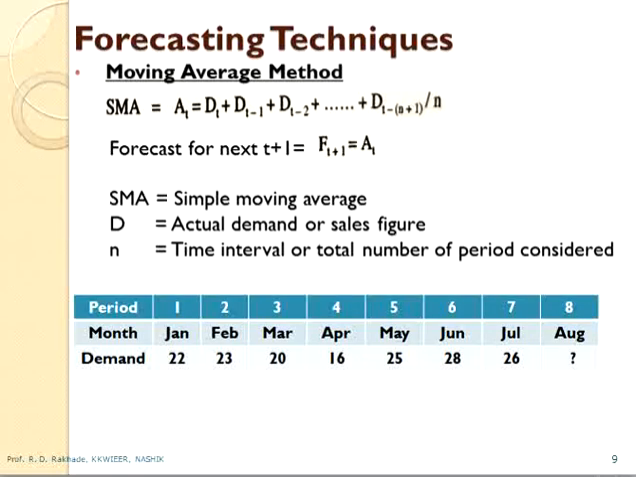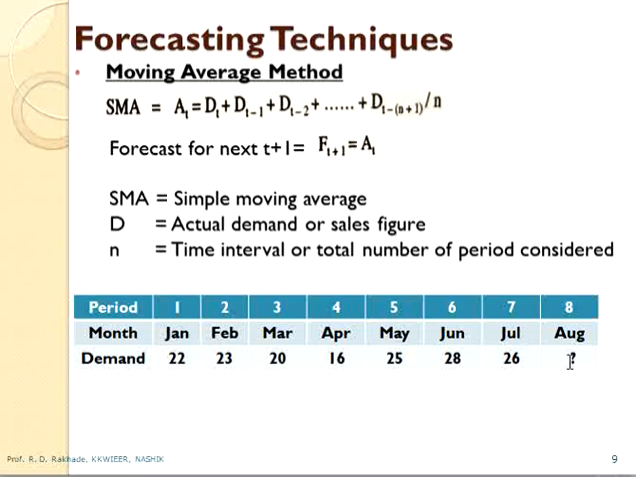Next topic, that is forecasting technique. In forecasting technique, generally with this formula we can calculate future demand for a respective period. So the first method is the moving average method. Formula: simple moving average is equal to AT equal to DT plus DT minus 1, and so on up to, divided by N. So forecast for next T plus 1, T is nothing but considered here.